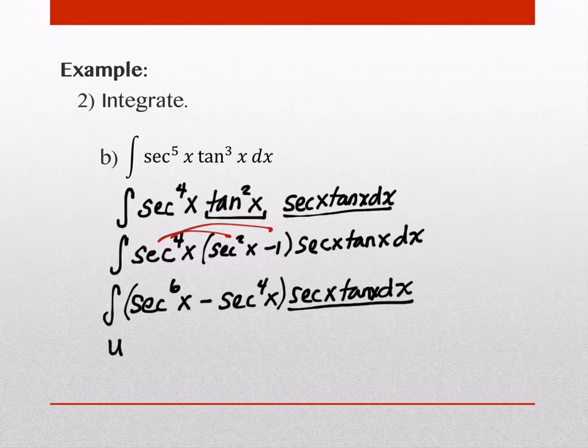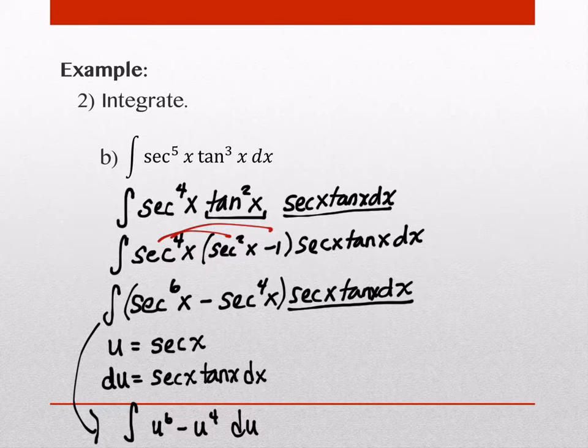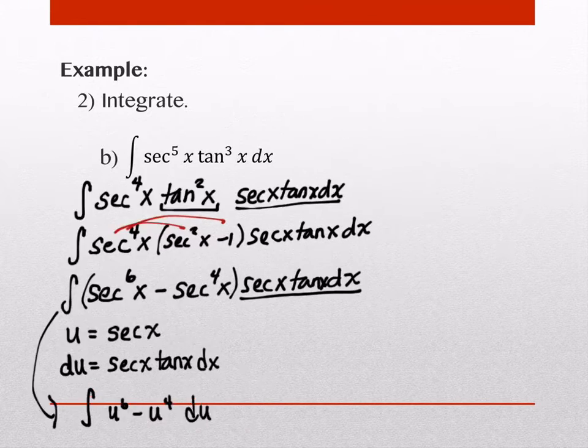So if that's supposed to be du, what would u be? Secant. Not a power, just secant. And the derivative of secant then is secant tangent. So secant x tangent x dx. So what does this become? With u to the 6th minus u to the 4th du. Did I tell you this one was nice and clean? Fewer steps than the last one.